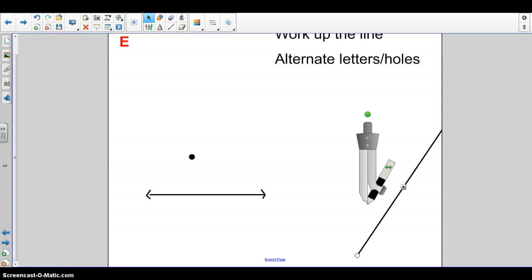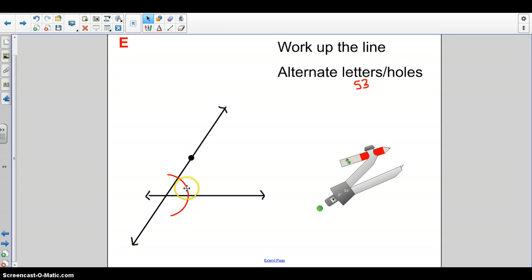Construction E says to draw a line that's parallel to a given line through a point not on the line. So you can see in my setup here, here's a line. I need to draw one that's parallel to it that goes through this point. So we can kind of imagine what it's going to look like. Okay, so in your picture, I'm just going to delete this piece here.